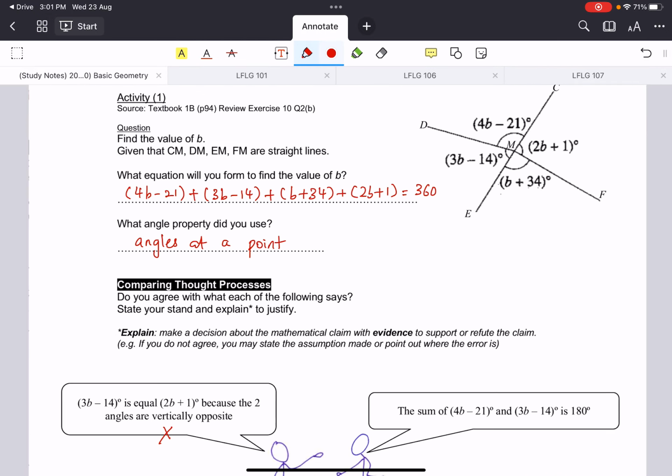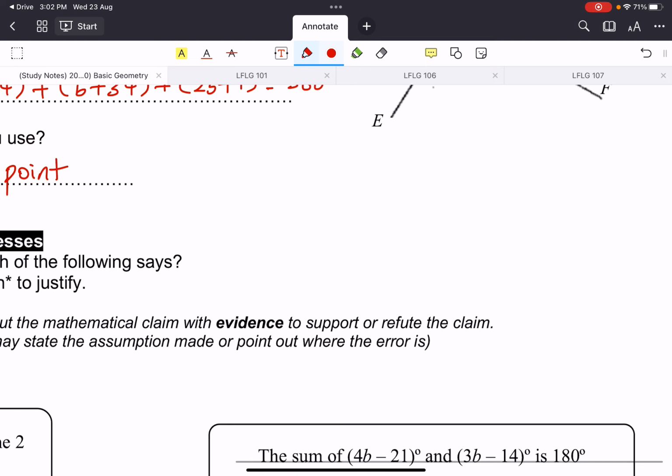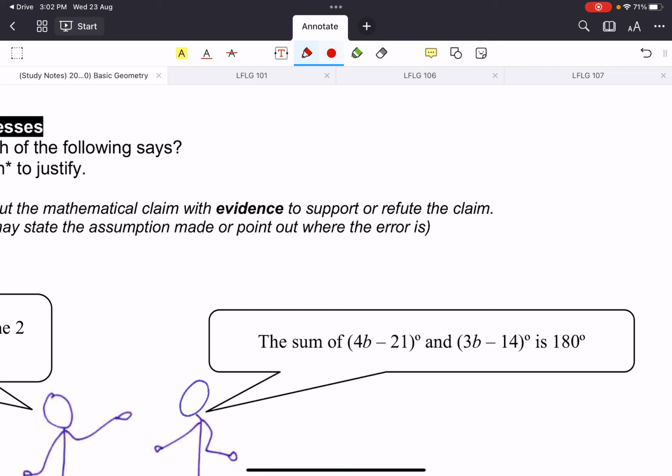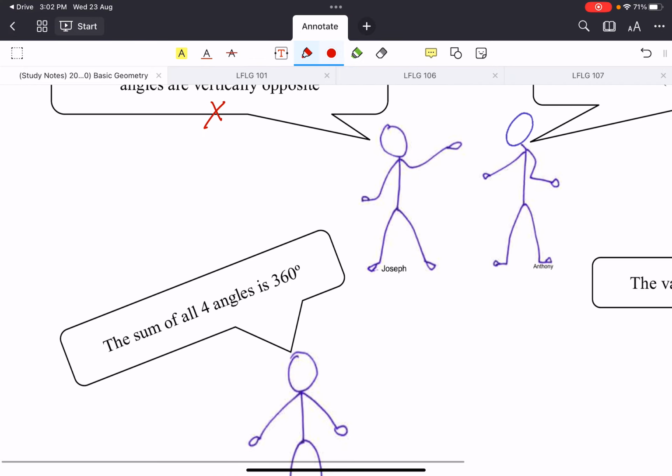So let's take a look. 4b minus 21, 3b minus 14. Now this one visually it is possible. However, once again, we should not assume, right? We try not to assume unless we don't have a choice. Don't assume that it's a straight line because the question did not say so. Whereas this is the one that we talked about, the sum of all four angles adds up to 360. So we're going to use this.